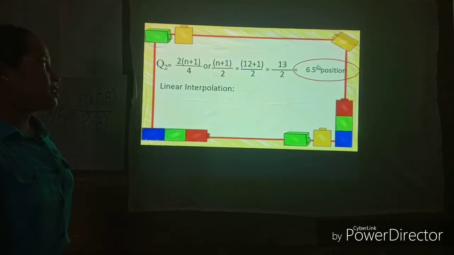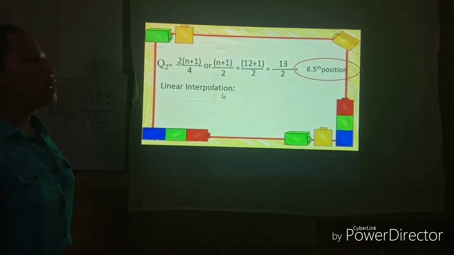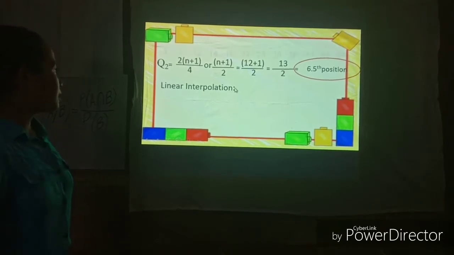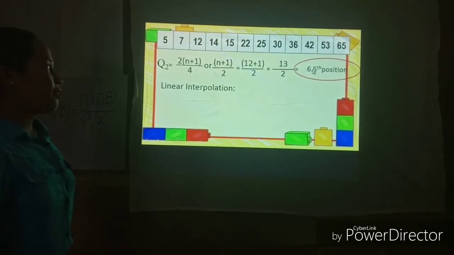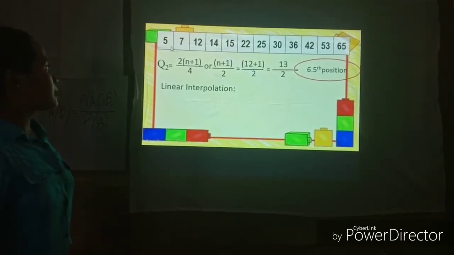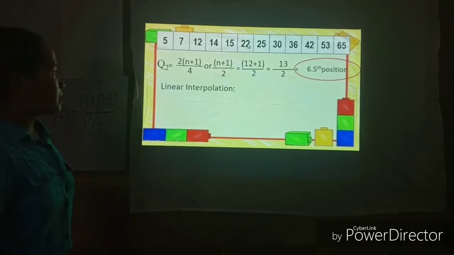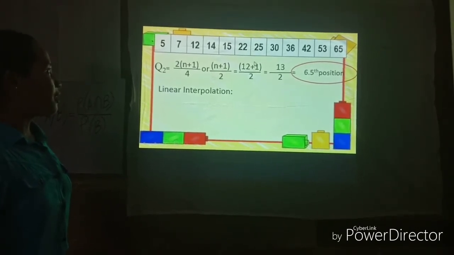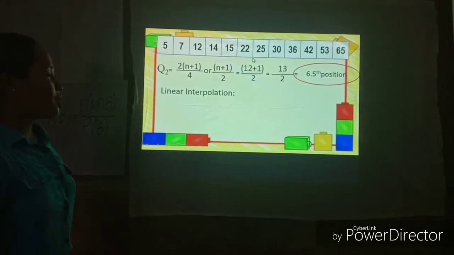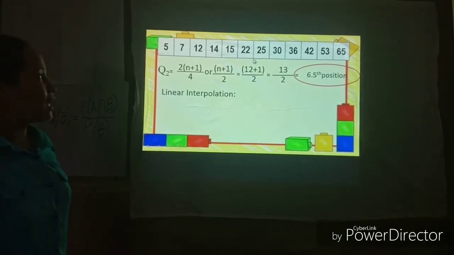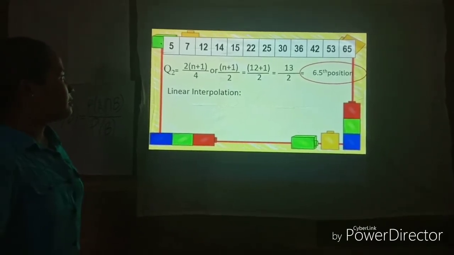Since there is a decimal point, 0.5, we're going to use linear interpolation. So we're going to locate the 6.5th position. 1, 2, 3, 4, 5, 6. So between 25 and 22. The Q sub 2 is located between 25 and 22.